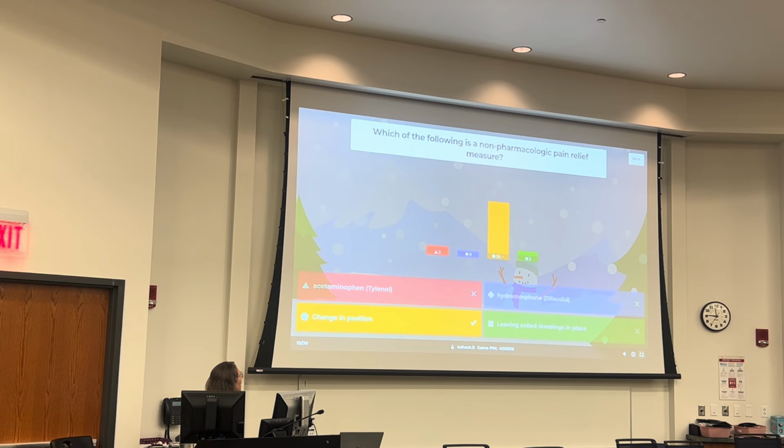So getting ahead of that, moving them, not leaving soiled dressings. When we talk about dressings, that is referring to bandages, like if they have a wound of some type. Once it gets soiled, which means dirty or full of drainage, it is very uncomfortable. So that'll cause some distress for them, so we wouldn't do that.